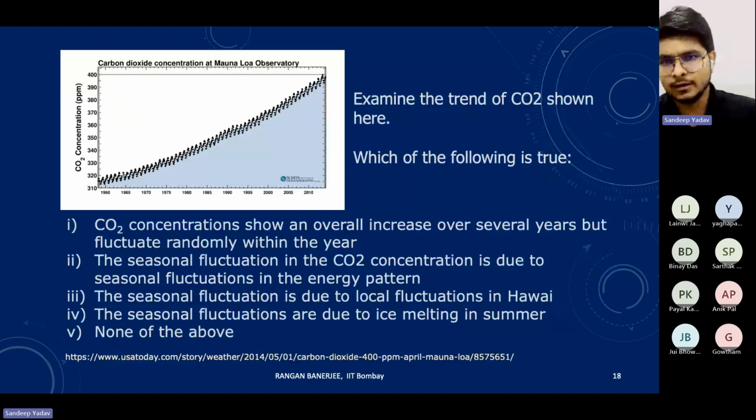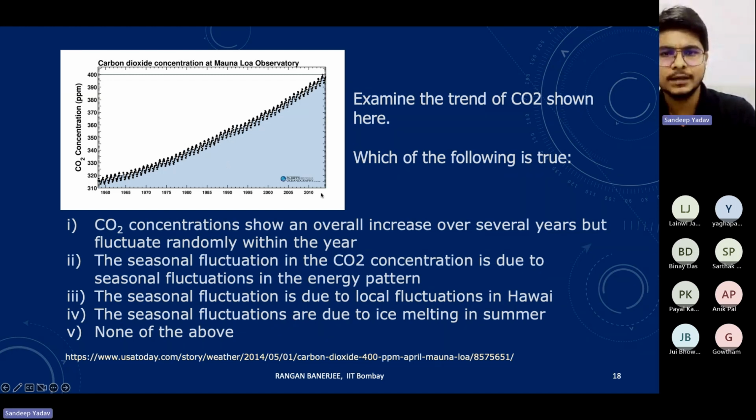Now examine the trend of CO2 shown here. Which of the following is true? CO2 concentration shows an overall increase over the several years, but fluctuates randomly within the years. The seasonal fluctuation in the CO2 concentration is due to the seasonal fluctuation in the energy pattern. The seasonal fluctuation is due to the local conditions in Hawaii. The seasonal fluctuations are due to the melting in the summer.